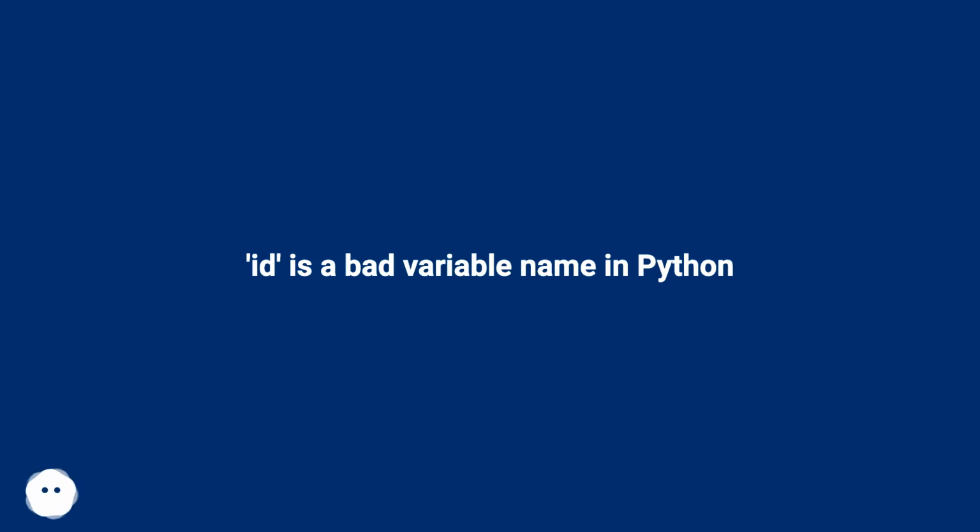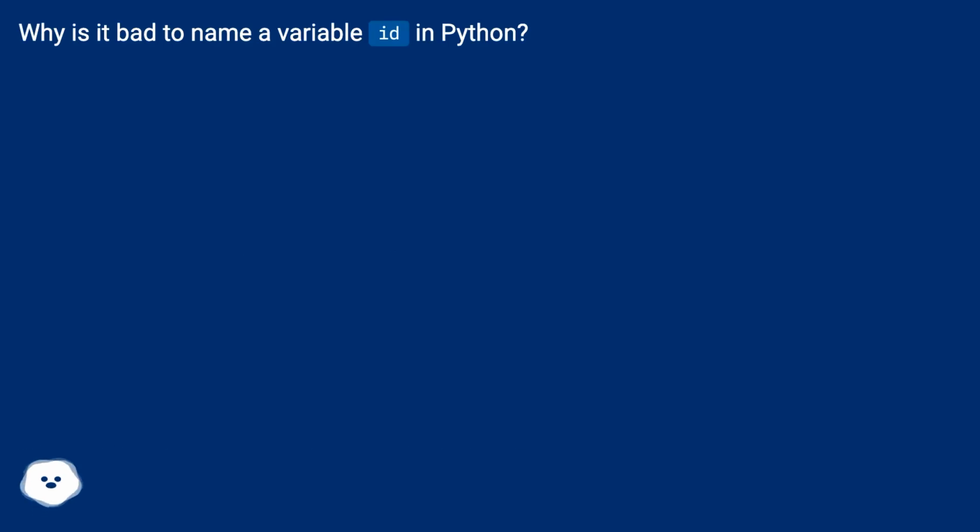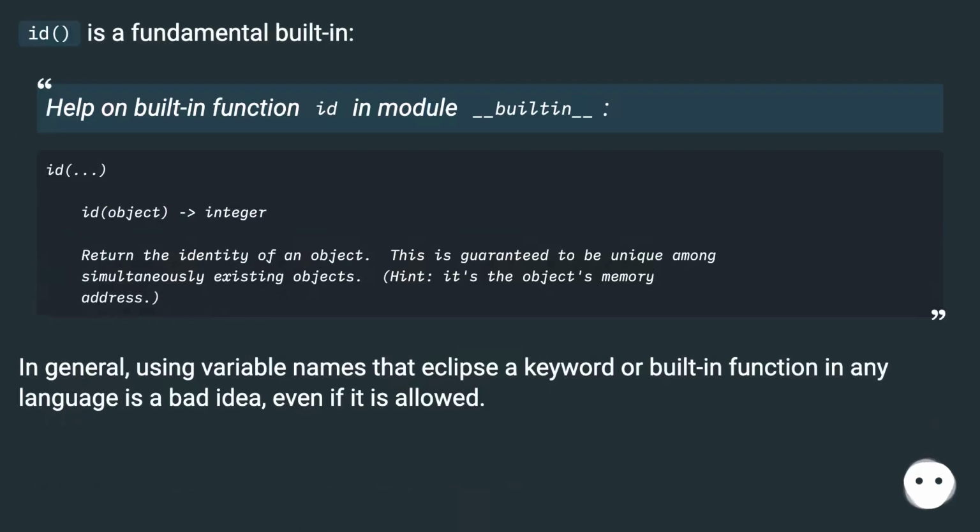ID is a bad variable name in Python. Why is it bad to name a variable ID in Python? ID is a fundamental built-in.